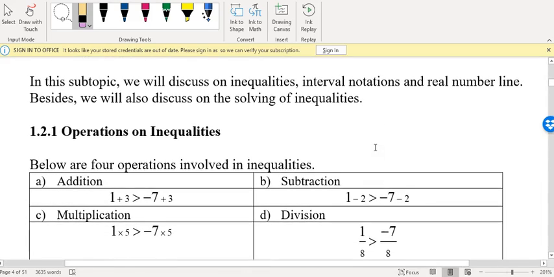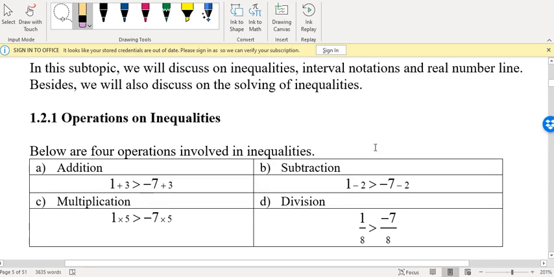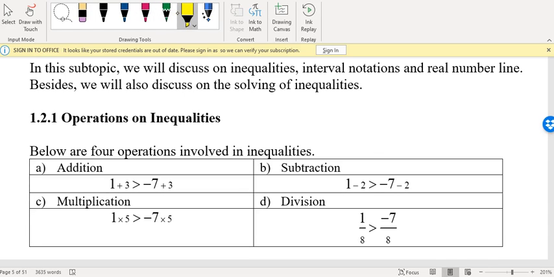Now let's go for the operations on inequalities. There are four operations involved. The first one will be addition. If, let's say, you want to add 3 on the left, apply the same thing to the right hand side, and we call this the balance method. Same goes with subtraction. If you need to minus 2 on the right, then you also need to subtract on the left hand side, to be fair.